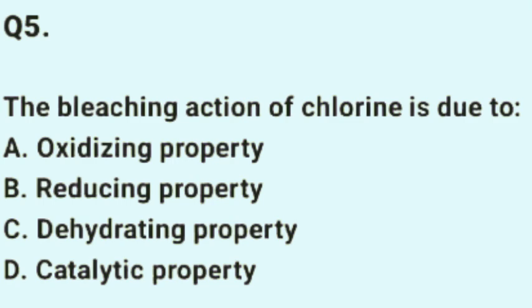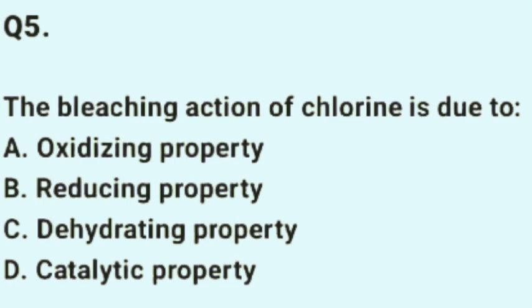In water, chlorine forms hypochlorous acid which liberates oxygen, a strong oxidizing agent, and breaks the conjugated system in dyes and pigments, rendering them colorless. Also note that oxidation destroys the chromophore responsible for color. Other options are wrong. Option B, reducing property, is the opposite of what's needed.